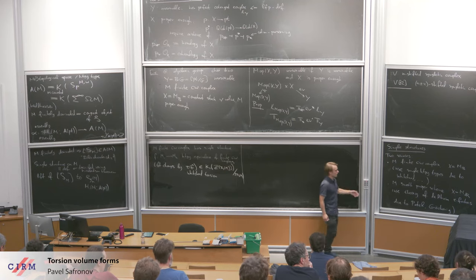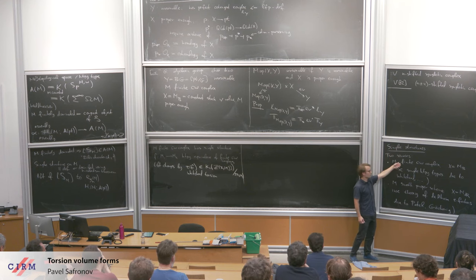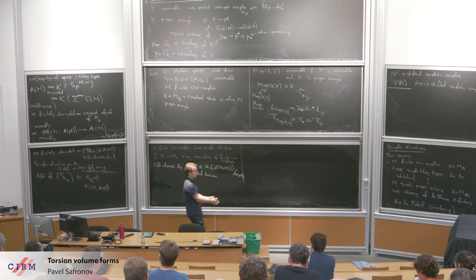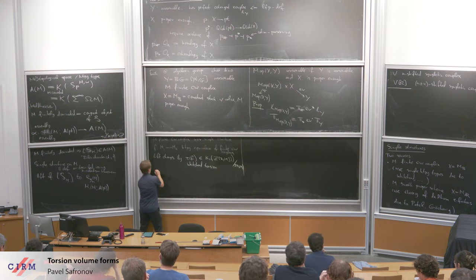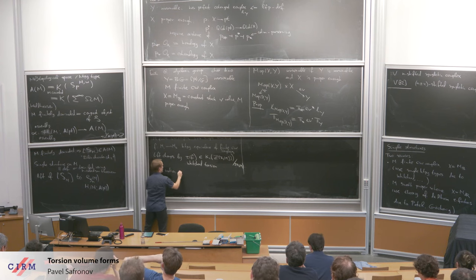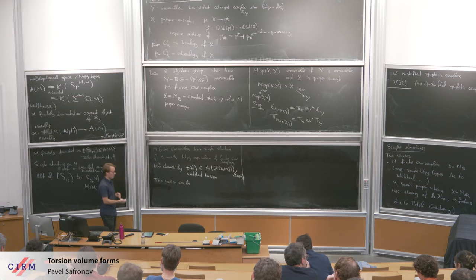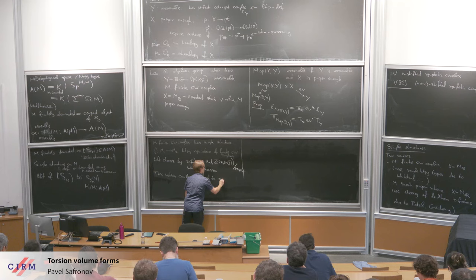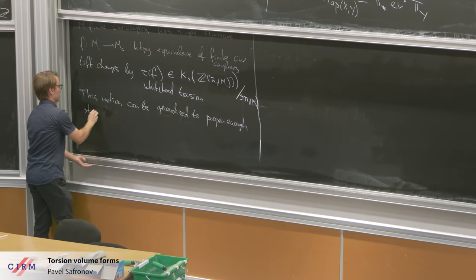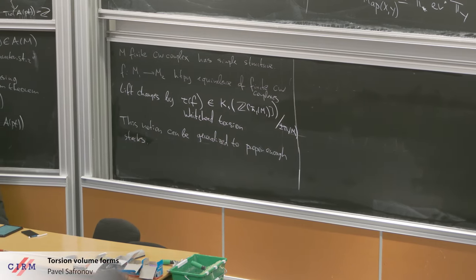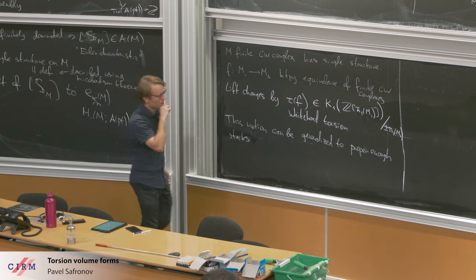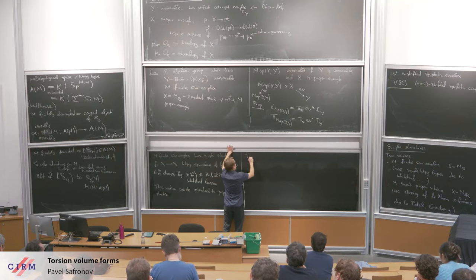As I said, what we do is we generalize this notion of a simple structure to stacks. So that for the constant stack, the simple structure just becomes a lift of this Euler characteristic along the assembly. But it can be generalized to arbitrary stacks. But again, I want to emphasize this is extra structure on a given stack. So if you don't want to think about general stacks, just think about the constant stack for a topological space. Okay. So now, finally, let me state the theorem about torsion volume forms.